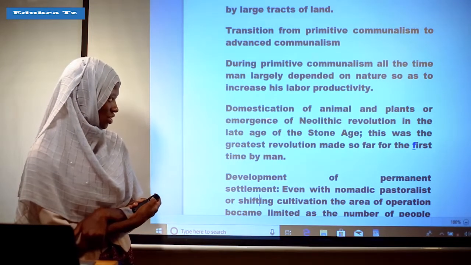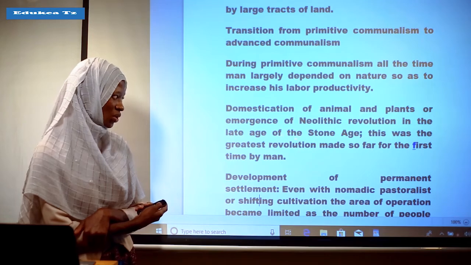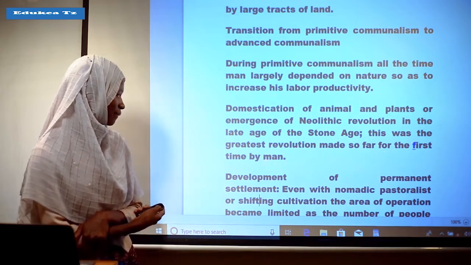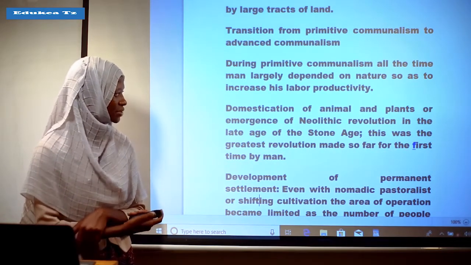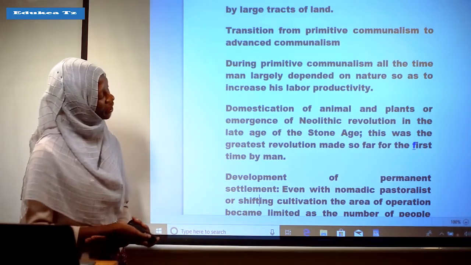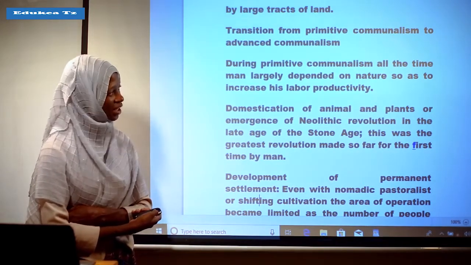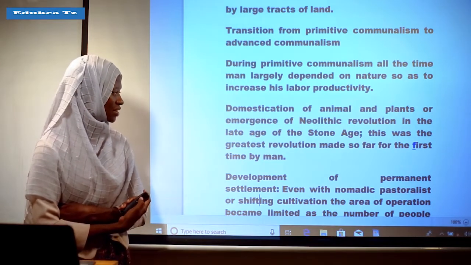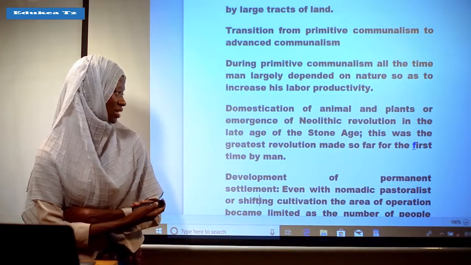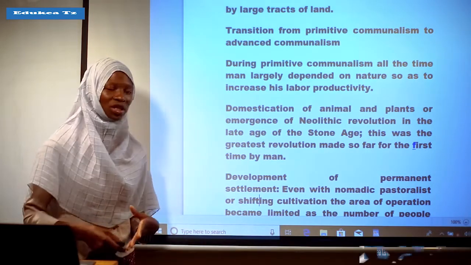The next is domestication of animal and plant, or emergence of the Neolithic revolution in the late age of the Stone Age. This was the greatest revolution made so far, the first time by man. During this period, the Neolithic revolution, human beings started to use iron. This made them transition from using stone to using what? Iron. So this made the great revolution.